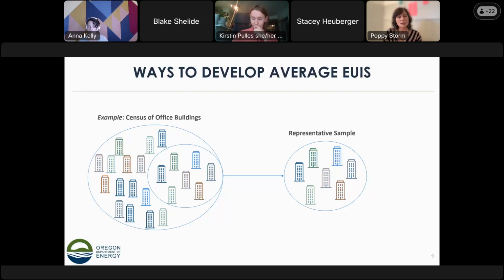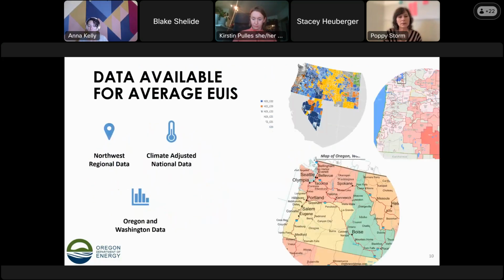When it comes to the local and Oregon EUIs that we're using to supplement in that step 3, we do have some census data sets, and we're relying on those to make some adjustments. So basically, we're trying to use the best available data whenever possible.